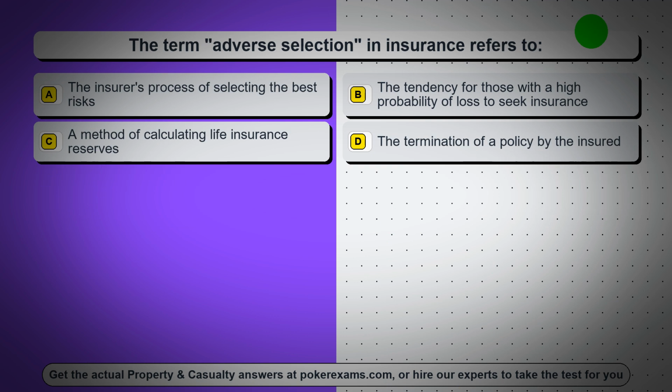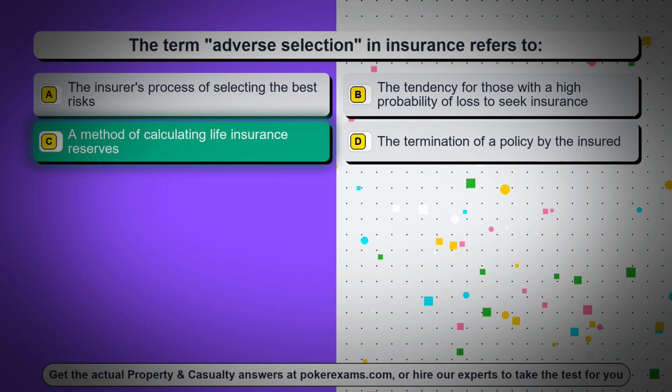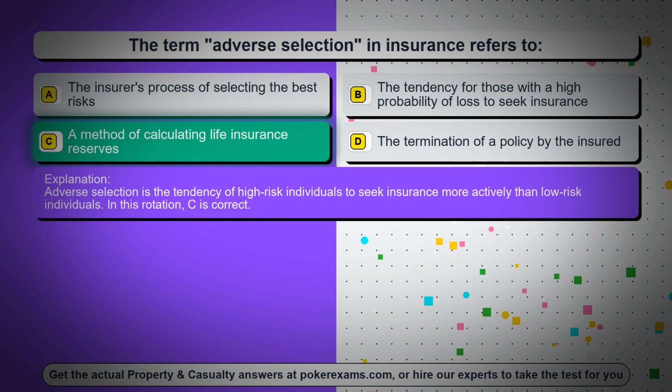Question 83. The term adverse selection in insurance refers to: Option A, the insurer's process of selecting the best risks. Option B, the tendency for those with a high probability of loss to seek insurance. Option C, a method of calculating life insurance reserves. Option D, the termination of a policy by the insured. The correct answer is option C, a method of calculating life insurance reserves. Adverse selection is the tendency of high-risk individuals to seek insurance more actively than low-risk individuals. In this rotation, C is correct.